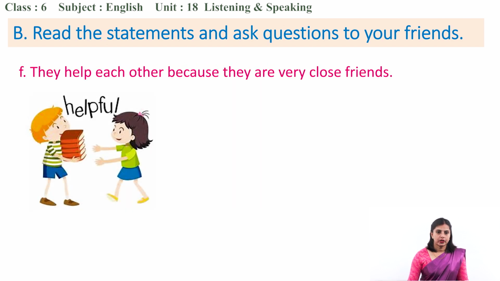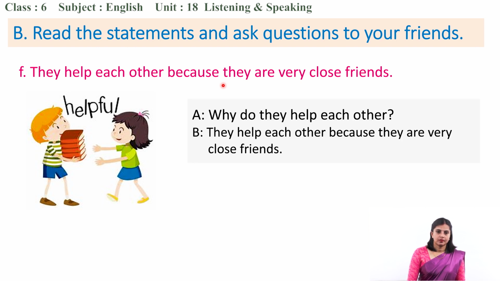The next sentence is, they help each other because they are very close friends. Okay, you see they are helping each other, they are helpful, right? Now which question do you think should be used? Yes, why? So let us listen to your friend's recording. Why do they help each other? They help each other because they are very close friends.